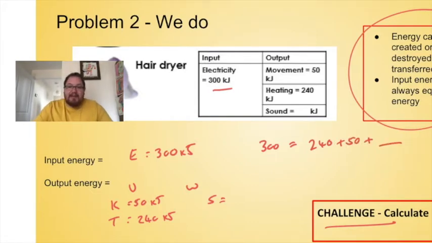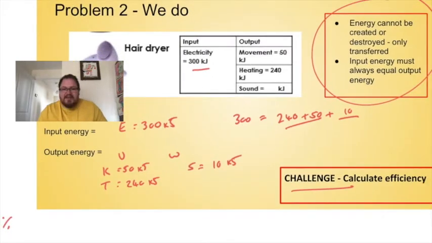Well, hopefully you can see that that is 10, because 240 plus 50 is 290. To make it 300, we need 10 more. So my sound is going to be 10 kilojoules. Okay, so I'm going to put 10 there. It's such a simple calculation that we shouldn't need to go over this. So we've done the first bit, and then year 9 and 10, then onto the challenge.